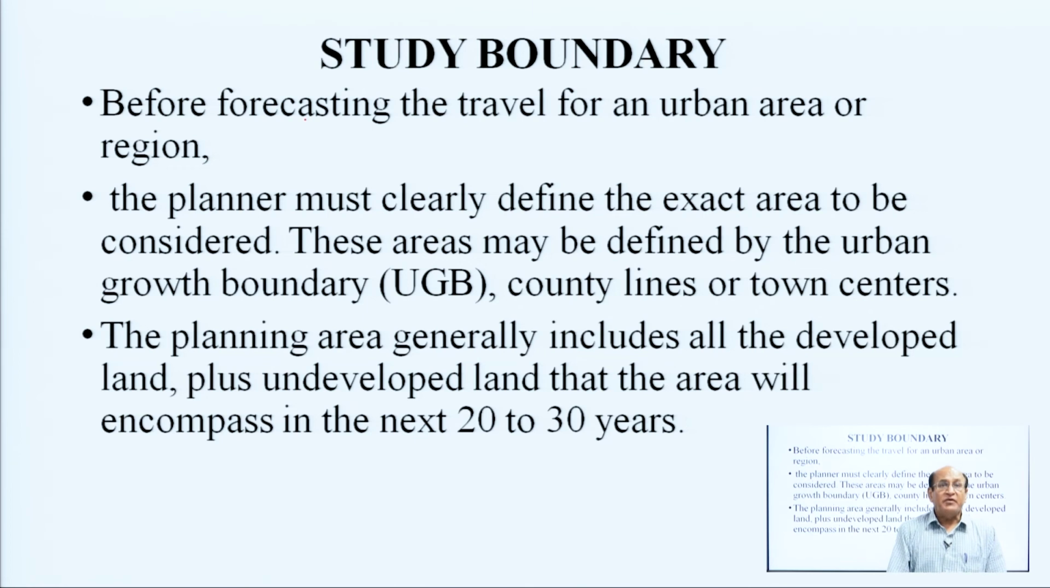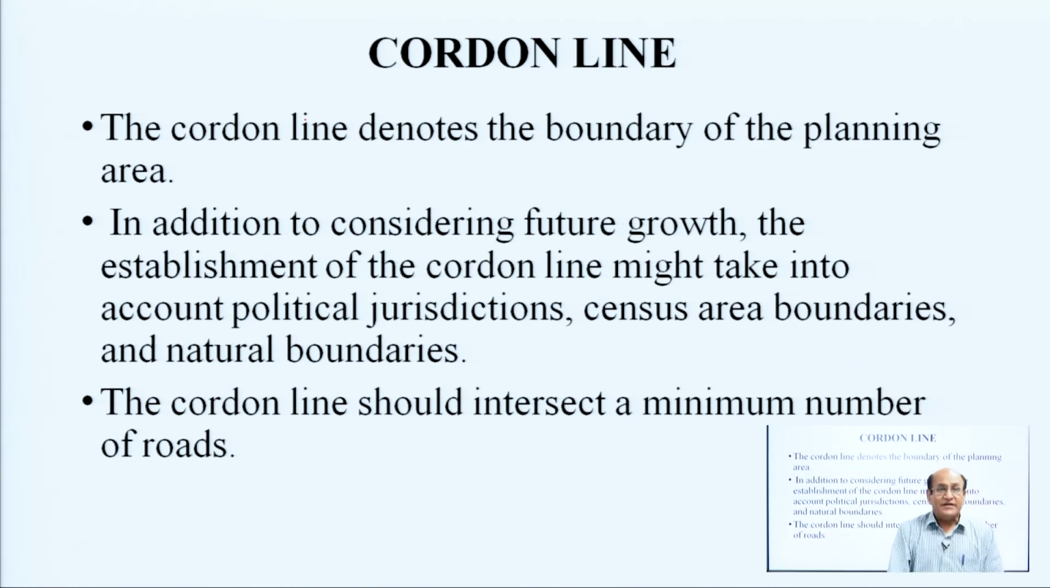Now, a study boundary: before forecasting the travel for the urban area or the region, the planner must clearly define the exact area to be considered. These areas may be defined by the urban growth boundary, county lines and the town centers. The planning area generally includes all types of developed land plus undeveloped land that the area will encompass in the next 20-30 years. Cordon line: this cordon line denotes the boundary of the planning area.